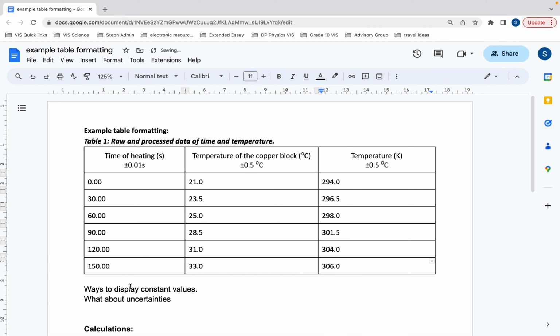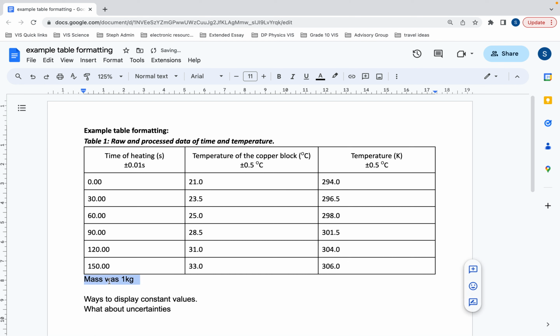Now, what we've also got with this experiment of specific heat capacity, looking at time and temperatures, we also had some constant values that we needed to look at. So there's a few different ways that people like to display them. Sometimes people put them as a complete column. Sometimes people write them below, like they might say the mass was 1 kilogram, and they just put it underneath the table.